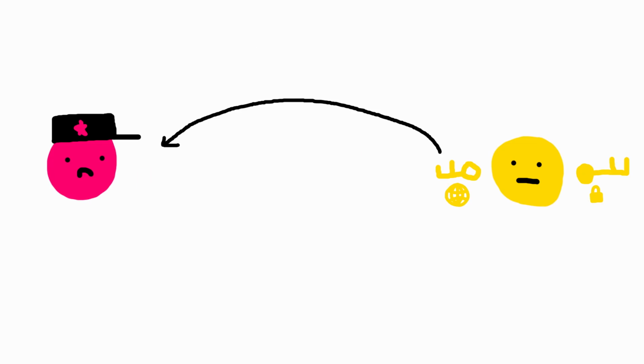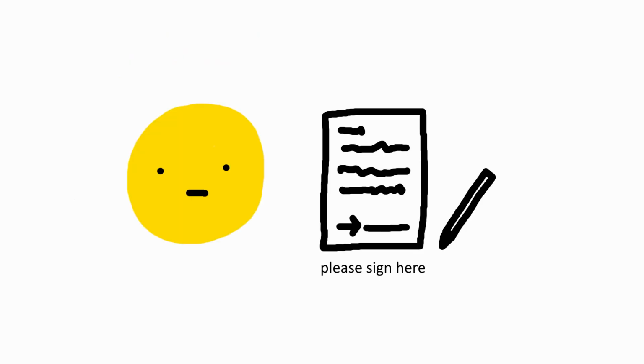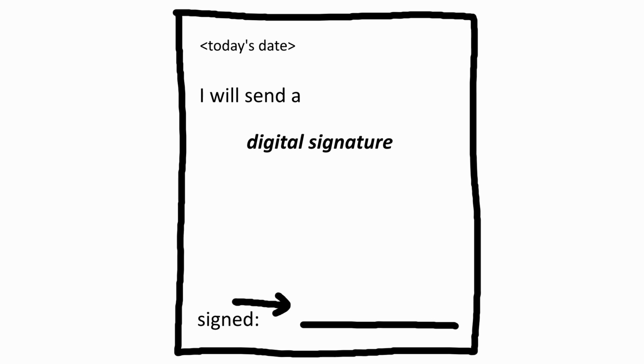How does Bob actually know that this message is from Alice and not from the FBI pretending to be her in a sting operation? After all, the FBI can just do the same thing that Alice did to encrypt her message. To solve this problem, Bob requires his clients to follow a very important rule. You have to send a digital signature.